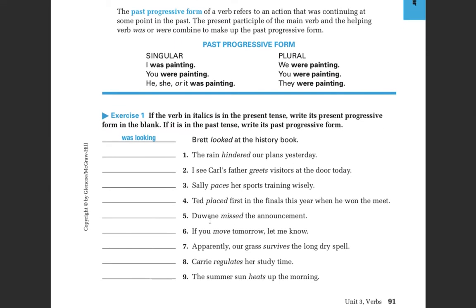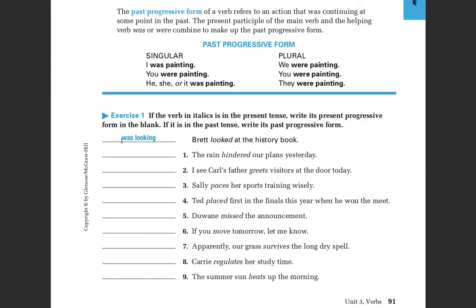Now let's look at exercise 1. It says, if the verb in italics is in the present tense, write its present progressive form in the blank. So if the verb here in the sentence is in the present, we will change it to the present progressive, and if it was past, we will change it to the past progressive. So simply by adding verb to be and ing to the verb. Let's have a look at the example that they've done for you. Brett looked at the history book. This is the verb that is in italic. As you can see, the verb here is in the past, and if I need to change it to the past progressive, as you can see, I added was looking.